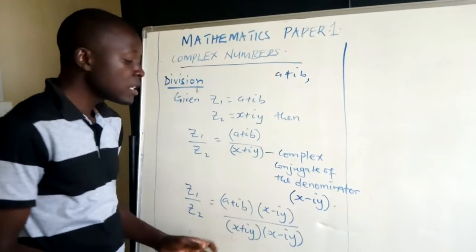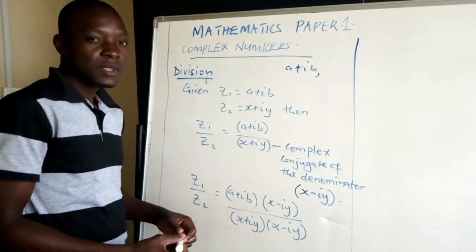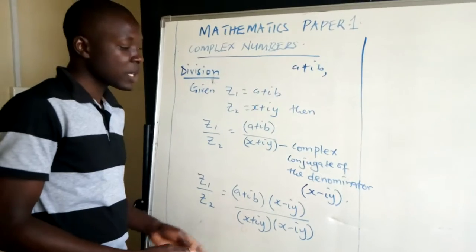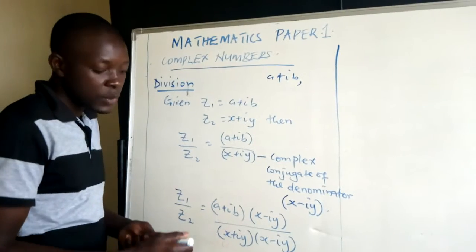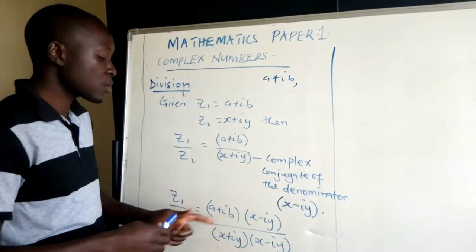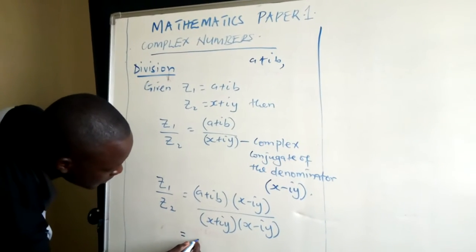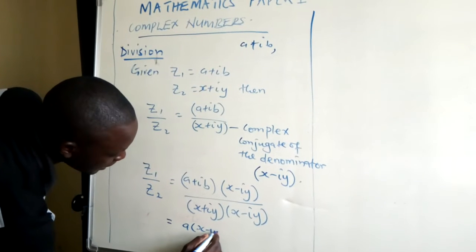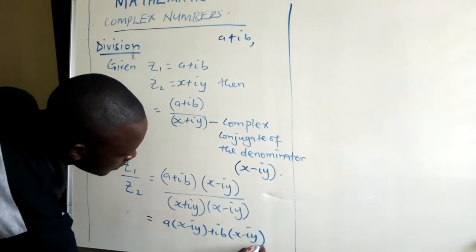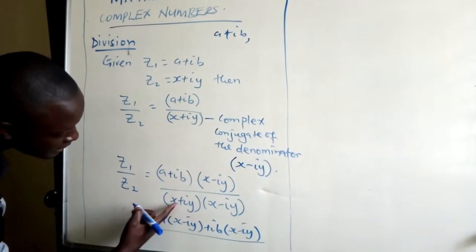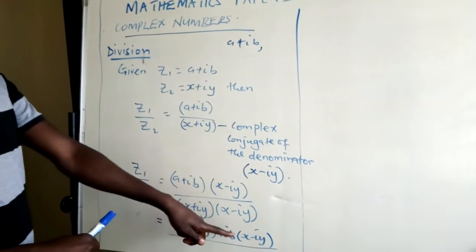So after getting that, we shall rationalize the denominator, just like the way you used to have it in the sides of O level. So here we shall multiply the complex conjugate up and down. And when we do that, we go back to the operation, which is the multiplication of two complex numbers. And here we shall have the upper part, we shall have a into x minus iy plus ib into x minus iy. Everything over. When we take the product of these two numbers that are in the denominator, this is a difference of two squares.